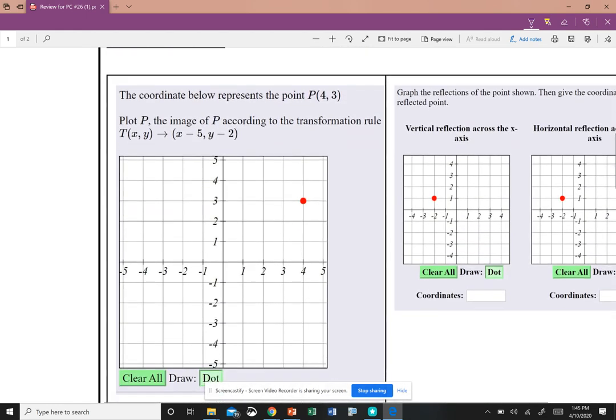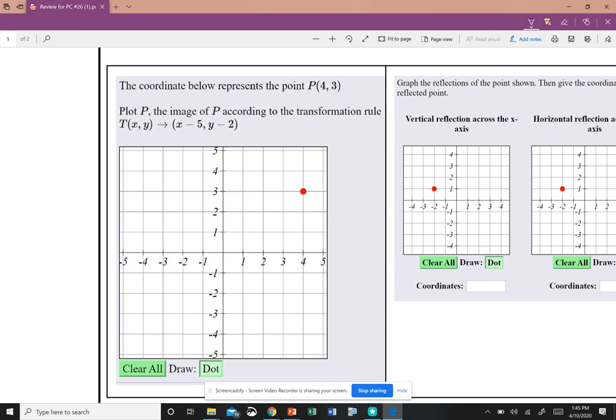So excited. All right. So the coordinate below is the point P (4, 3). Now we're going to move it x minus 5. This means left 5. So we start here and we go left 5. So 1, 2, 3, 4, 5. Oh, I'm not done. Sorry. I got so excited. Okay, so we went left 5.